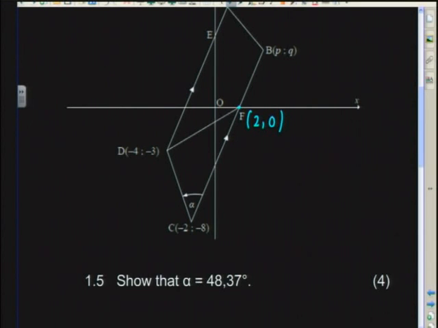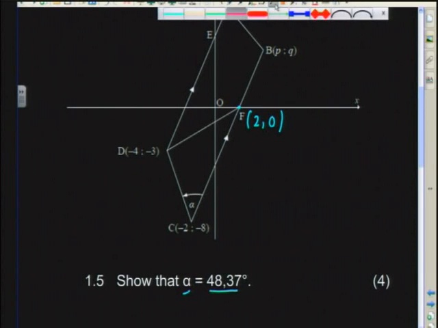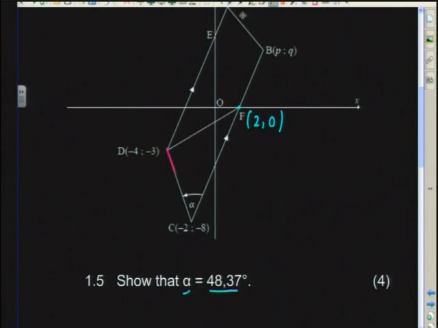They say show that alpha is 48,37 degrees. Okay, so alpha, if you look, guys, it's this angle between the two lines. Okay, there we go. It's that angle there between the lines CD and CF. Okay, so that's the angle we're looking for. That's alpha.